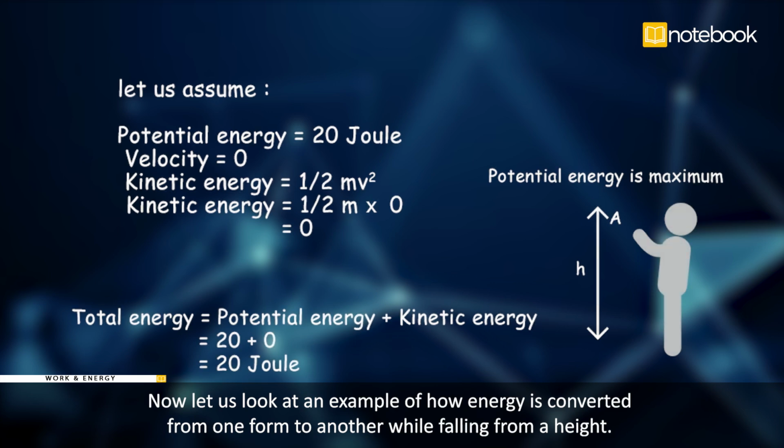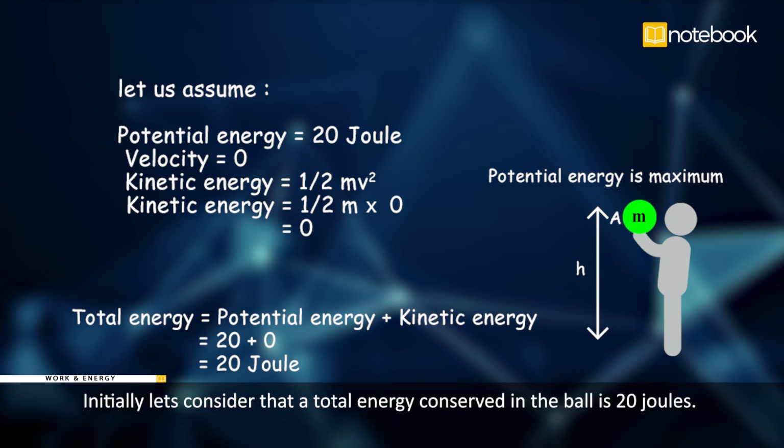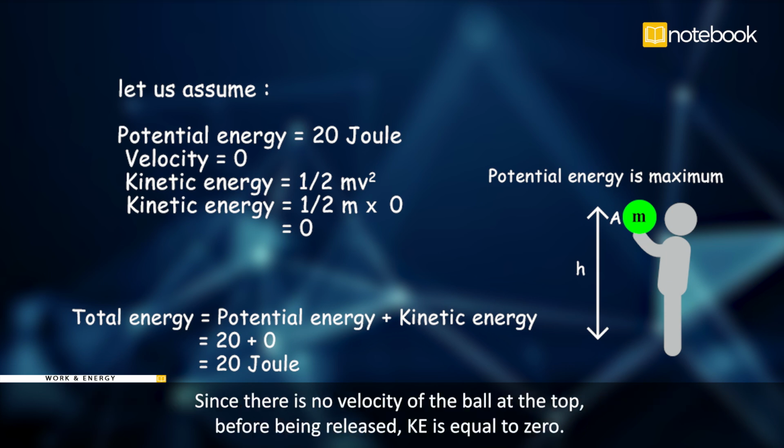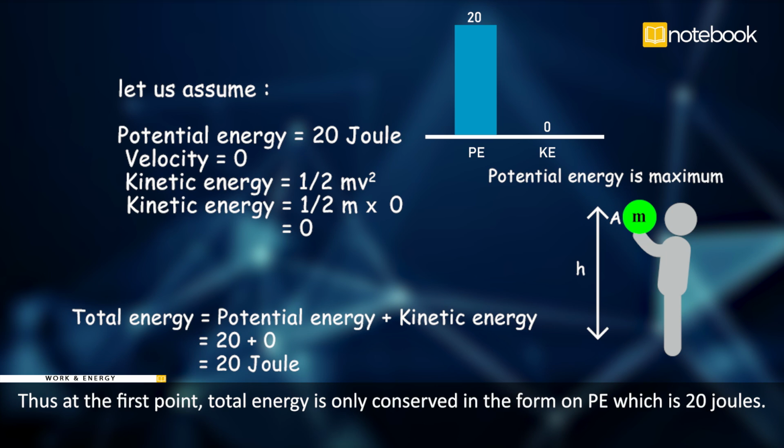Now, let us look at an example of how energy is converted from one form to another while falling from a height. Initially, let's consider that the total energy conserved in the ball is 20 joules. Since there is no velocity of the ball at the top before being released, kinetic energy is equal to 0. Thus, at the first point, total energy is only conserved in the form of potential energy, which is 20 joules.